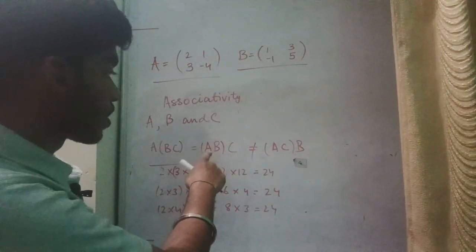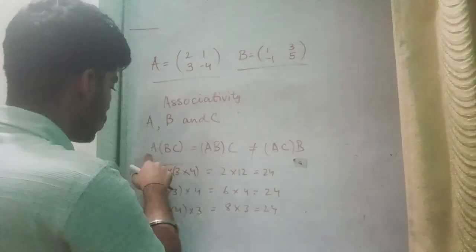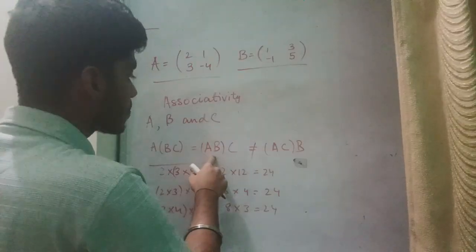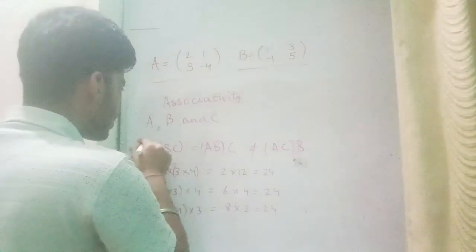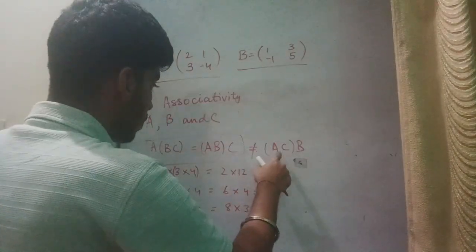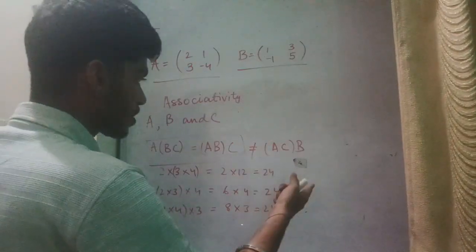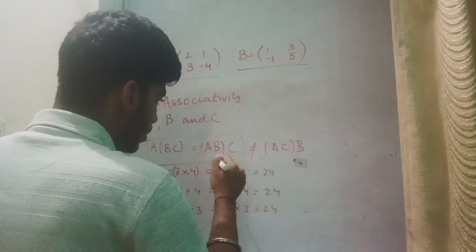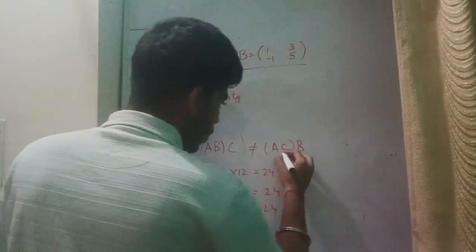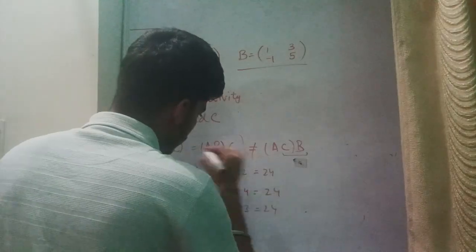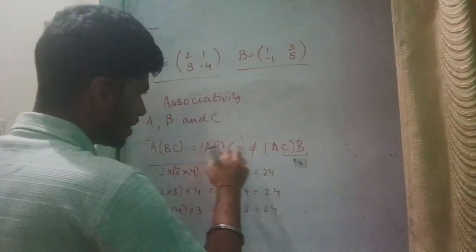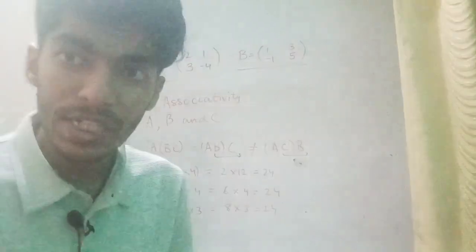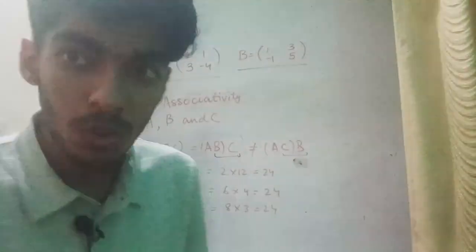But this is not the case with matrices, right? If I do B times C and multiply it with A, and do A times B then multiply it with C, then I will get the same result. But if I multiply matrix C with A first, then I will not get the same result. And the reason is that you can clearly see the order in which B and C are being multiplied is reversed. And we have clearly seen that matrix multiplication is not usually commutative.